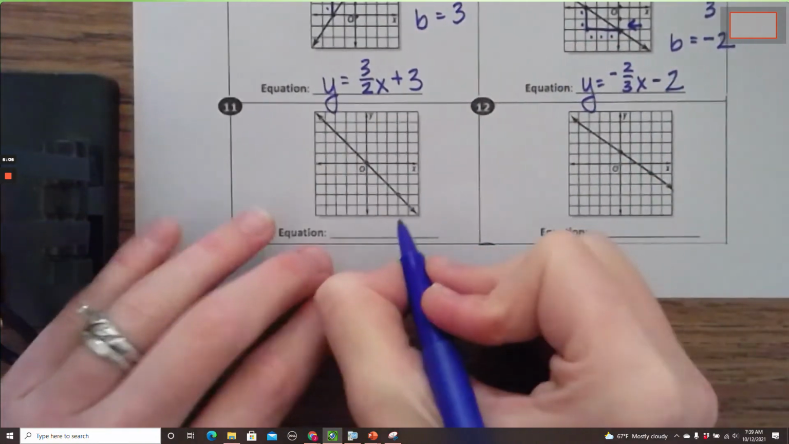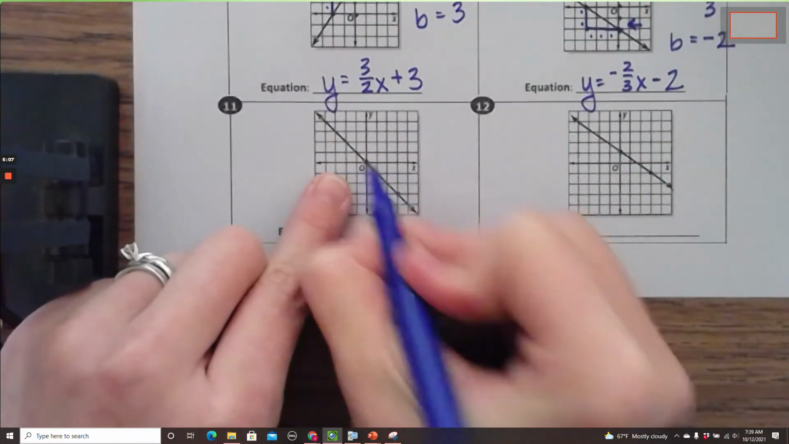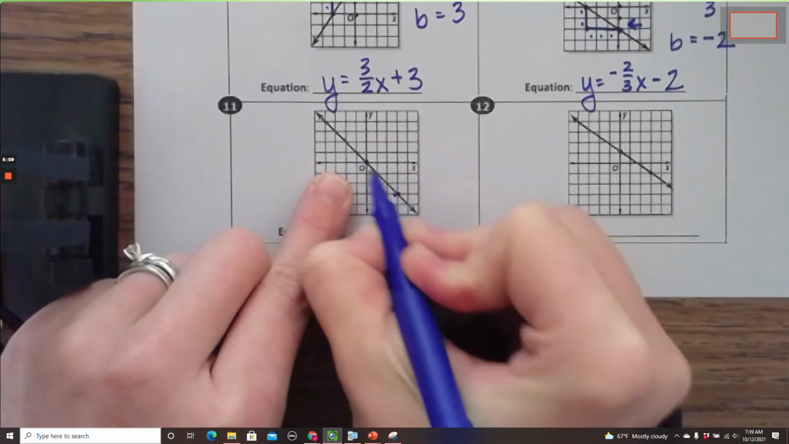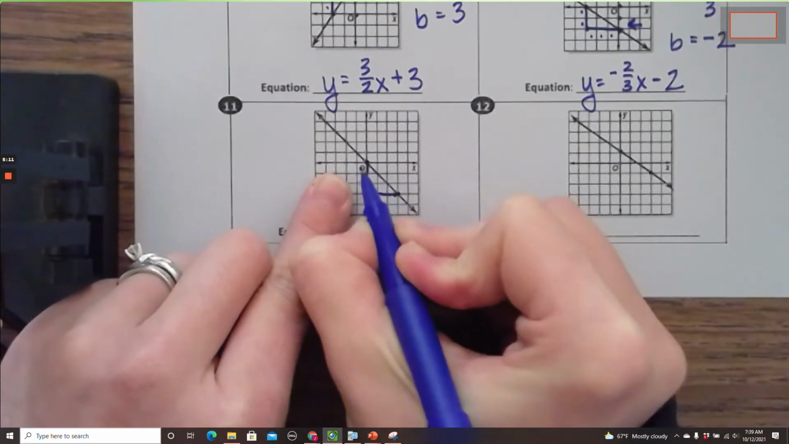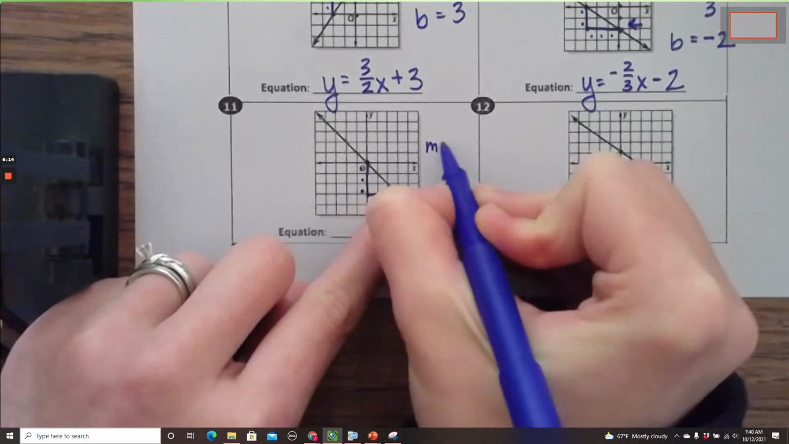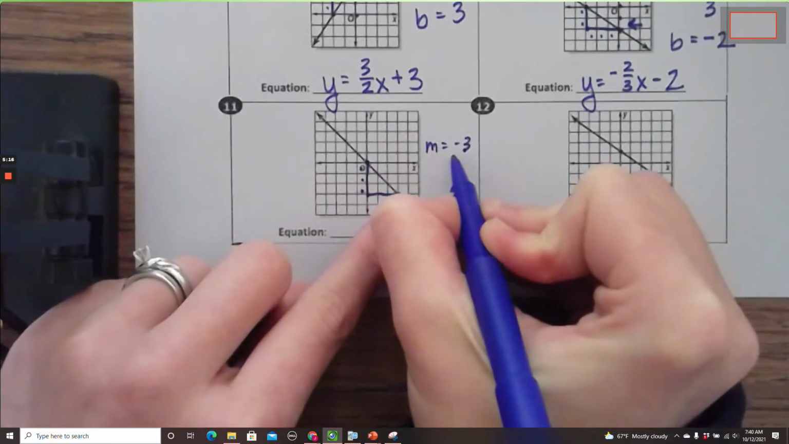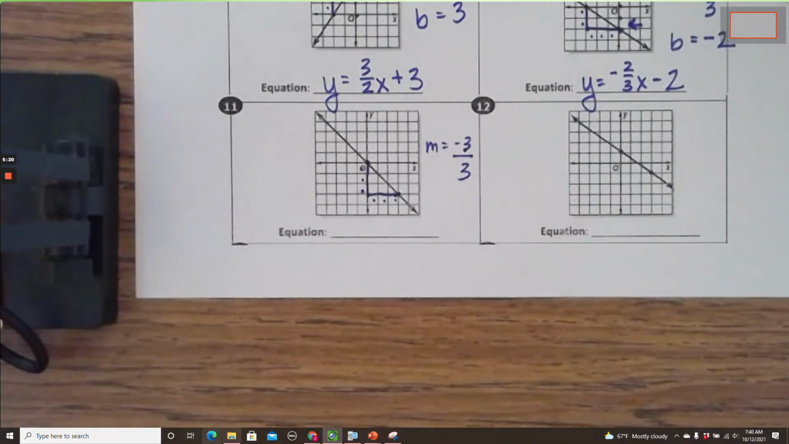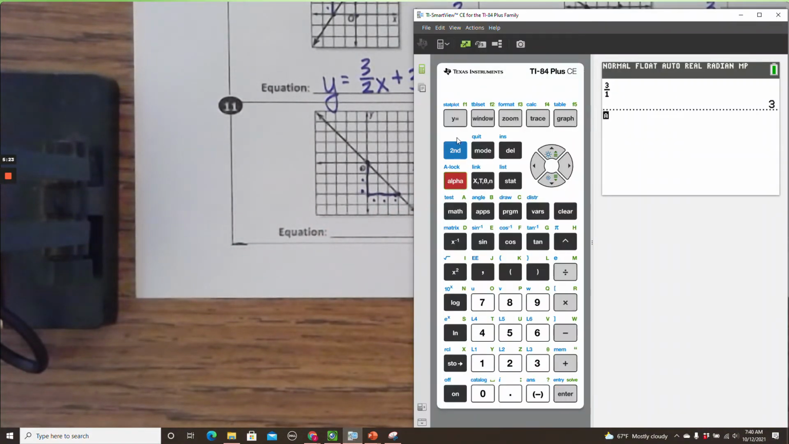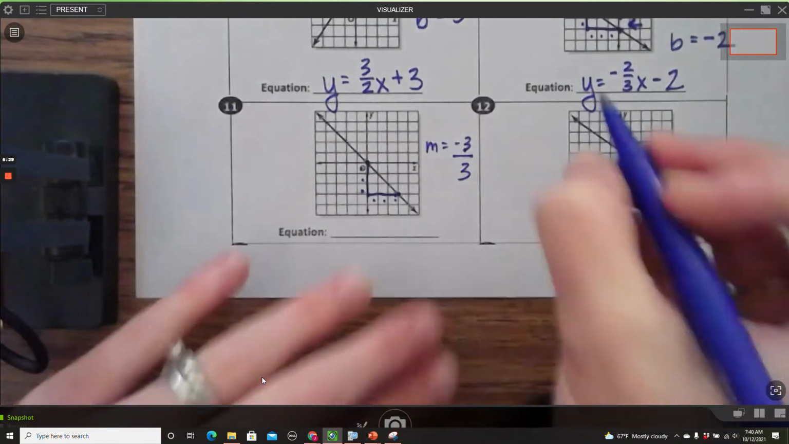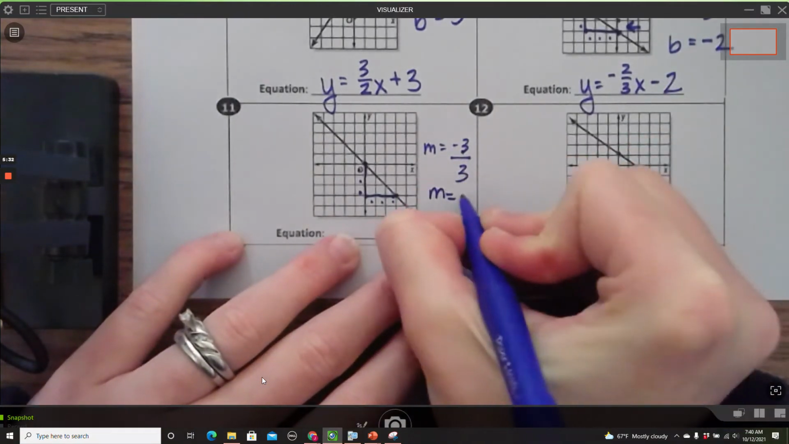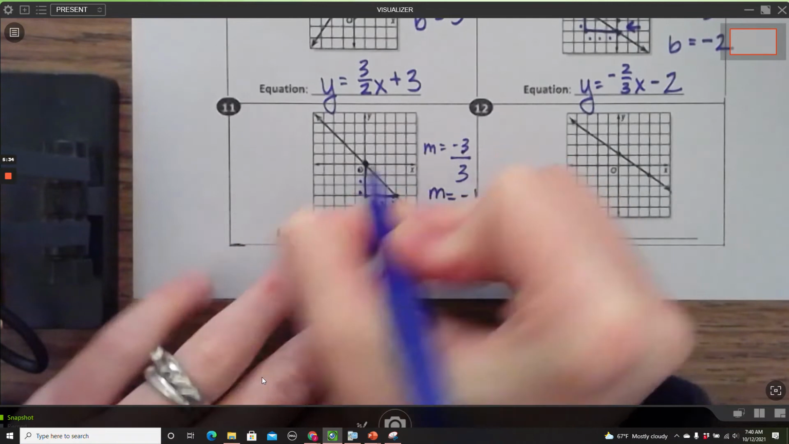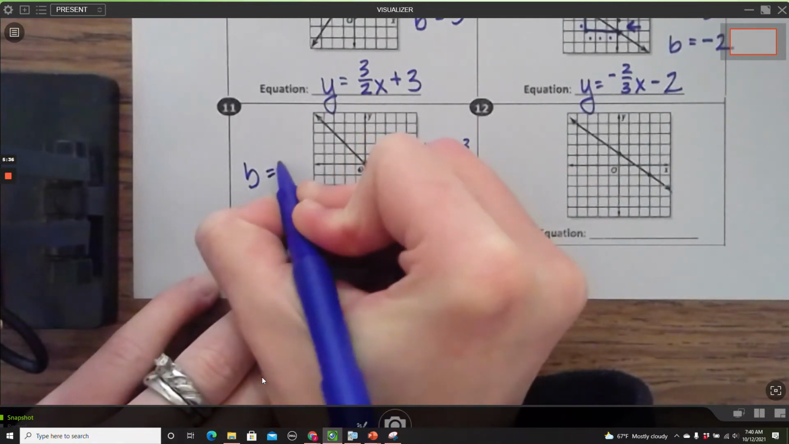All right, number 11. Here are my 2 points from here to here. I'm going to go down and then over. 1, 2, 3. So slope is down 3. So a negative 3 over 3. Again, this is a good one I can show you. Make sure you're checking your fractions. Negative 3 on top, positive 3 on the bottom, simplifies to a negative 1. My y-intercept is at the origin, so that means my y-intercept is 0.